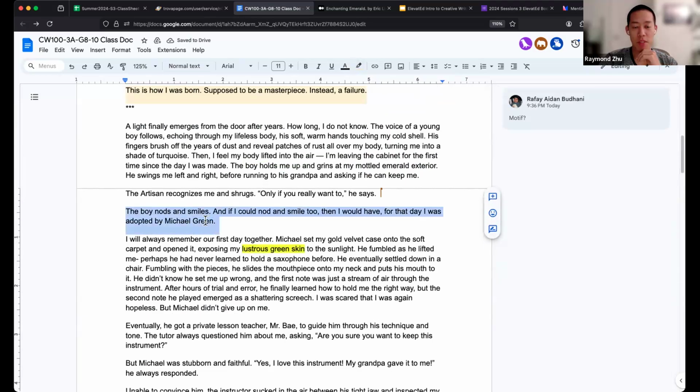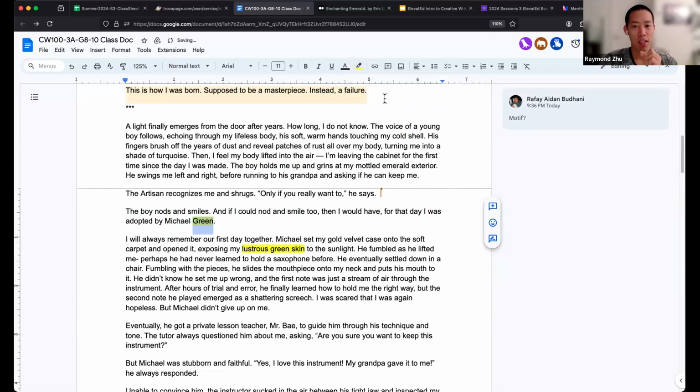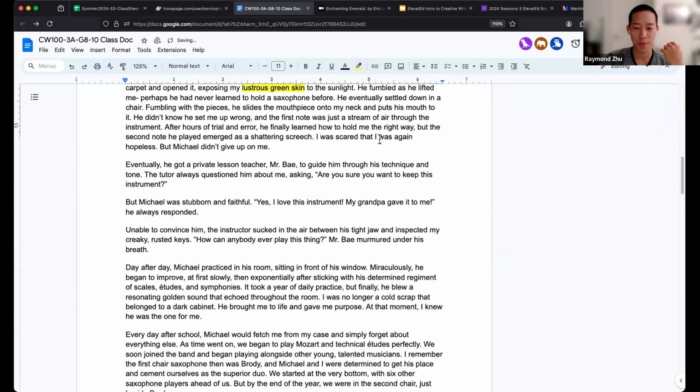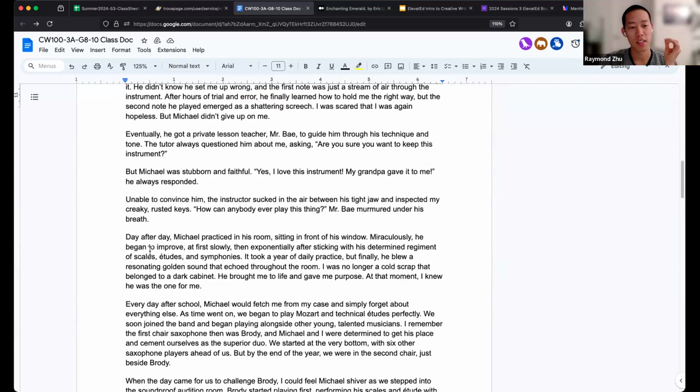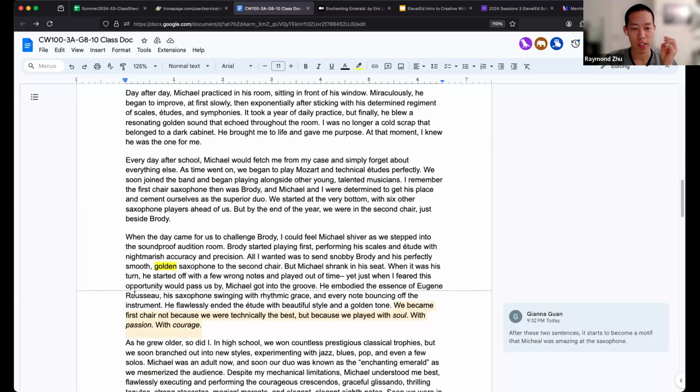This boy that adopts the saxophone is also named Michael Green. I do not believe that is a coincidence. They say mottled emerald exterior, right? So there's a lot of references to this color. And this is the color that sets it apart from the other saxophone. He says the other boy has a beautiful golden saxophone right here, snobby Brody, and his perfectly smooth golden saxophone.